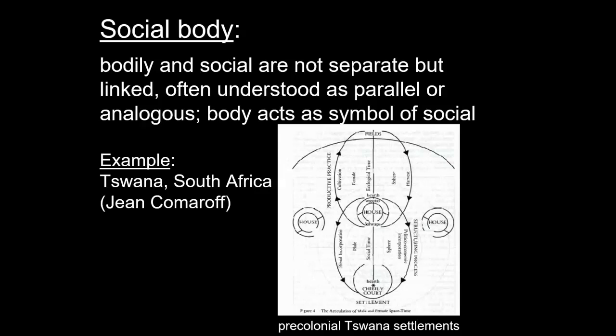So one of the things she found that goes directly to this question of how the bodily and the social are linked, and in a lot of ways are understood as parallel, is what she learned about pre-colonial Tswana settlements, right? In other words, the way that people organized their houses and their neighborhoods, right? How they used space. And she was able to produce this sort of diagram, right? And it's a little hard to read, so I'll show you sort of what she's trying to do here.